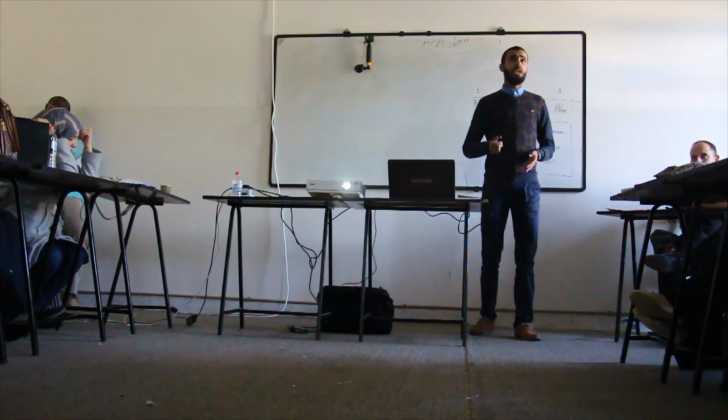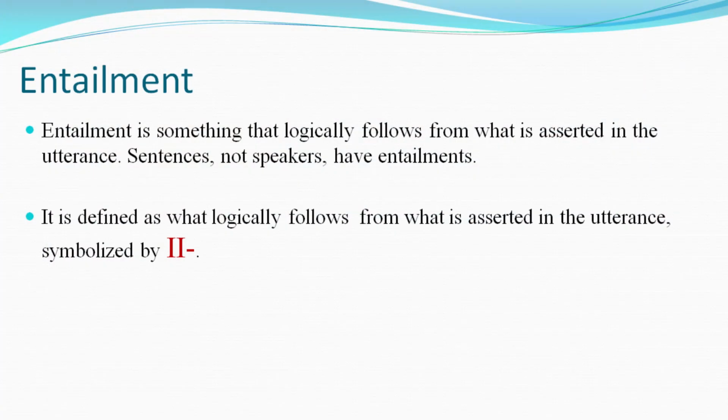Something happened. Entailment, however, is something that logically follows from what is asserted in the utterance sentences. Not speakers have entailments, so it logically follows, so it must be true. But presupposition, it's not must that it will be true, because it's in your mind. And it is defined in the field of logic with this symbol. If you have this symbol, that means that the second sentence is an entailment of the first one.